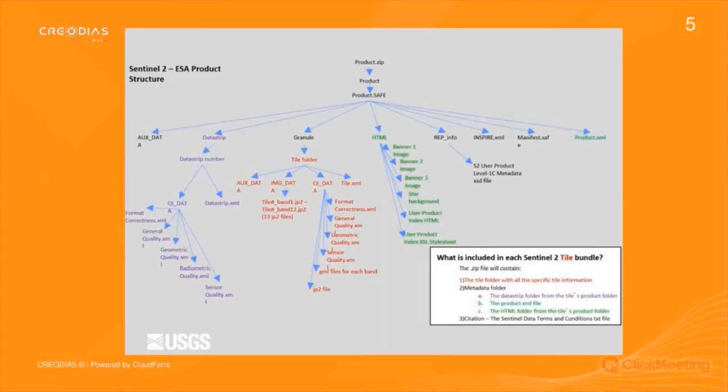Please switch your attention to slide number 5. This is from the courtesy of the United States Geographical Survey. This is a graph that shows you how the Sentinel-2 products are structured.